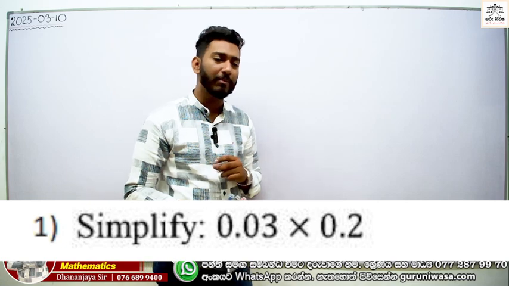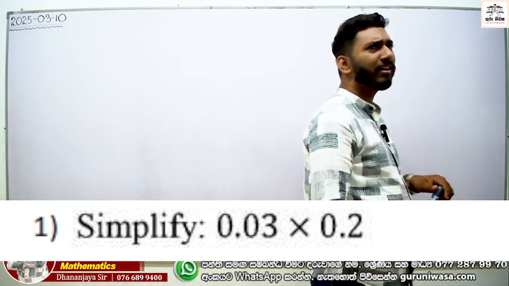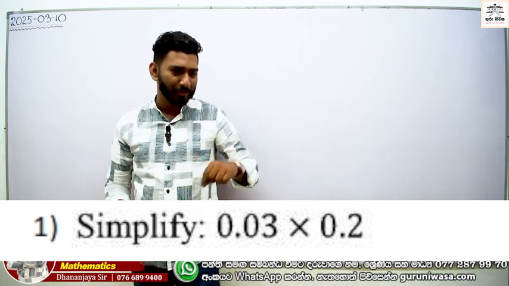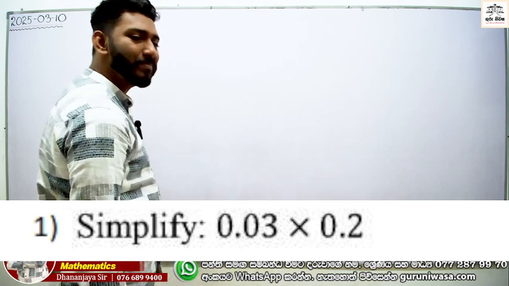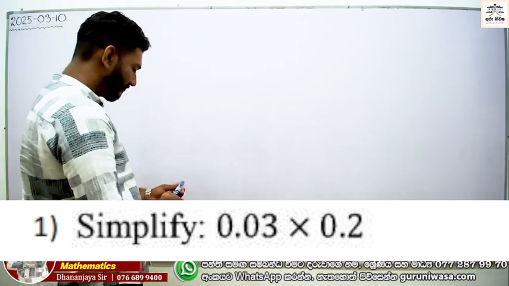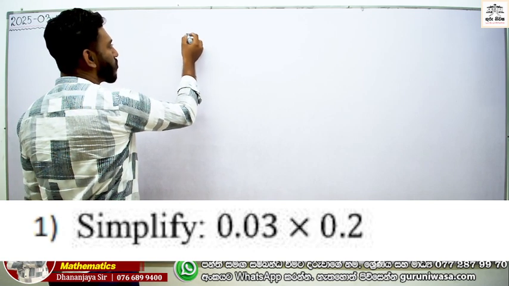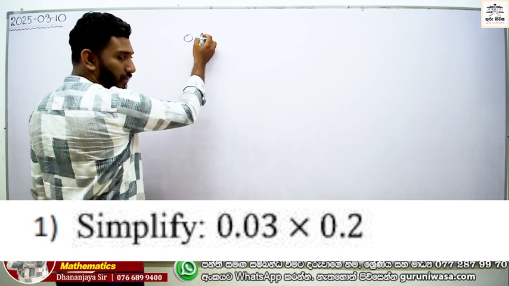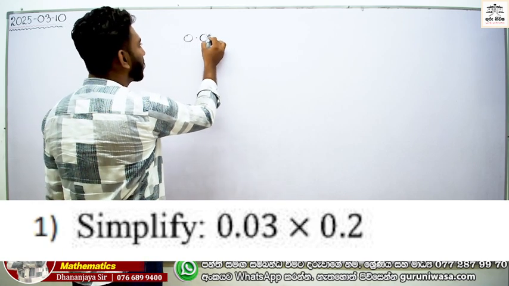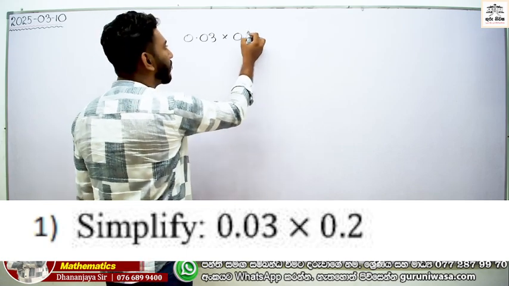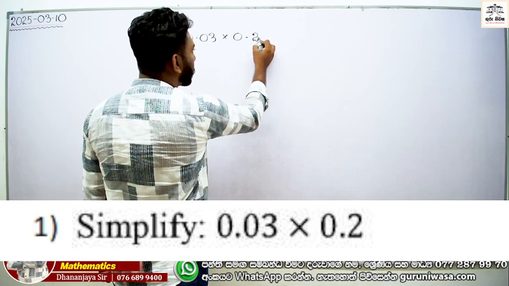And this one is very important. 0.03 multiplied by 0.2. Just hurry up, just 30 seconds. Within 30 seconds, put the answer in your chat. In 30 seconds. Very easy. 0.03 multiplied by 0.2. Just hurry up.